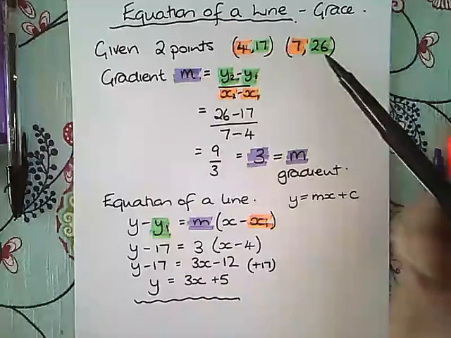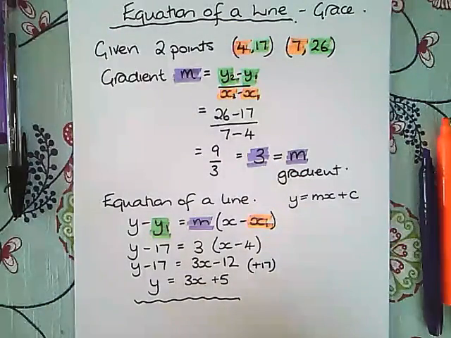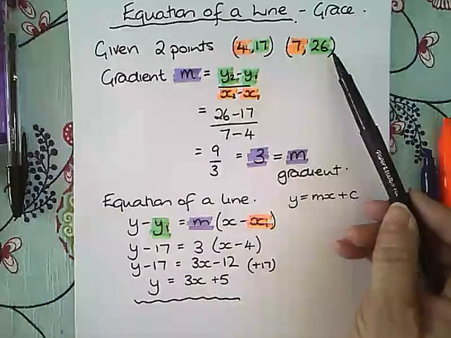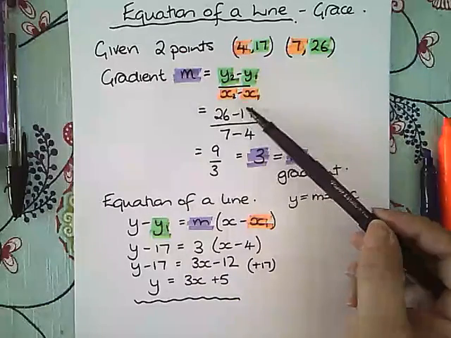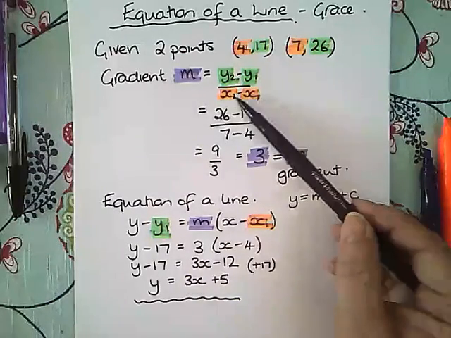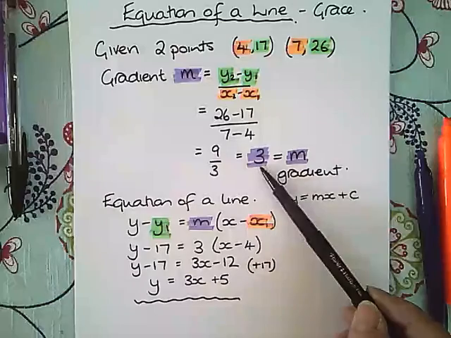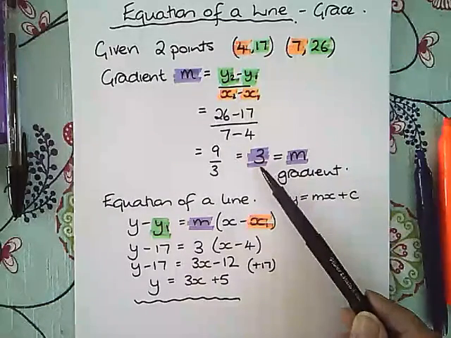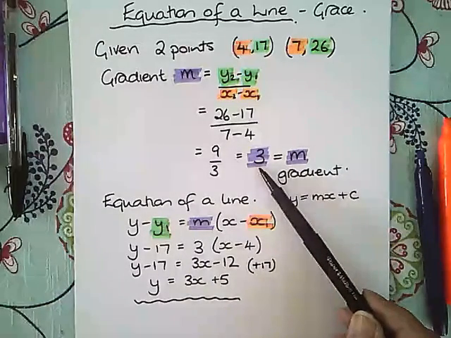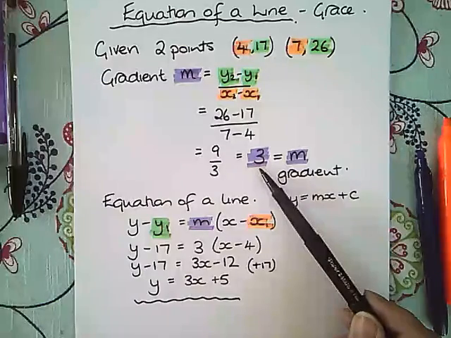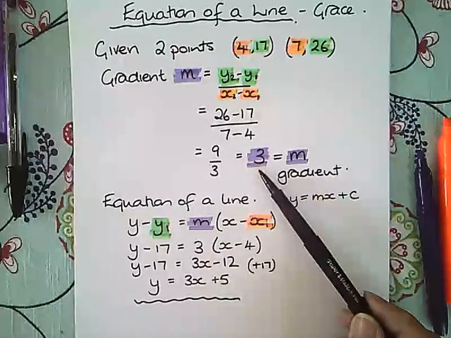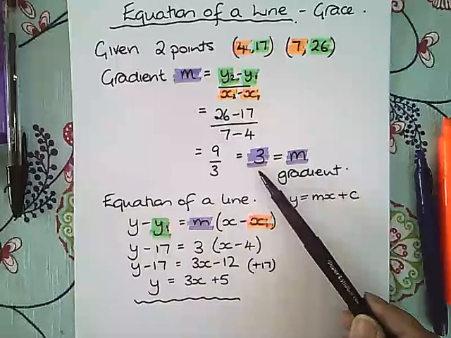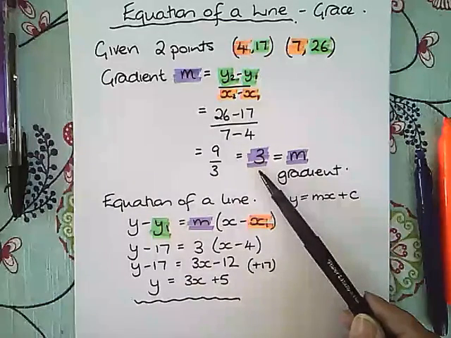Okay, so just to reiterate, 2 points. The gradient is given by y2 minus y1 over x2 minus x1. Put your numbers in, work out a value for the gradient. It could be a positive integer like it is here. It could be a negative integer. It could also be a positive or a negative fraction. It's probably best to work in fractions rather than decimals when you're thinking about the gradient.